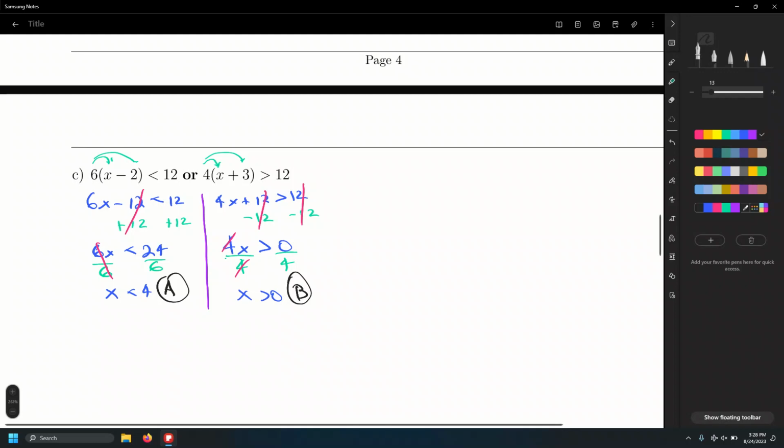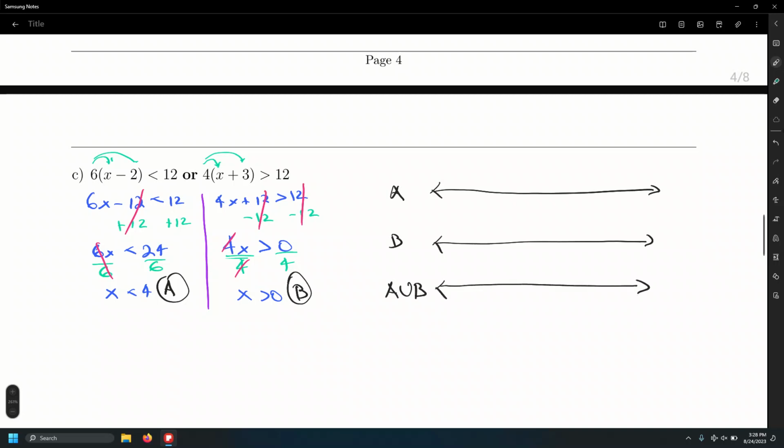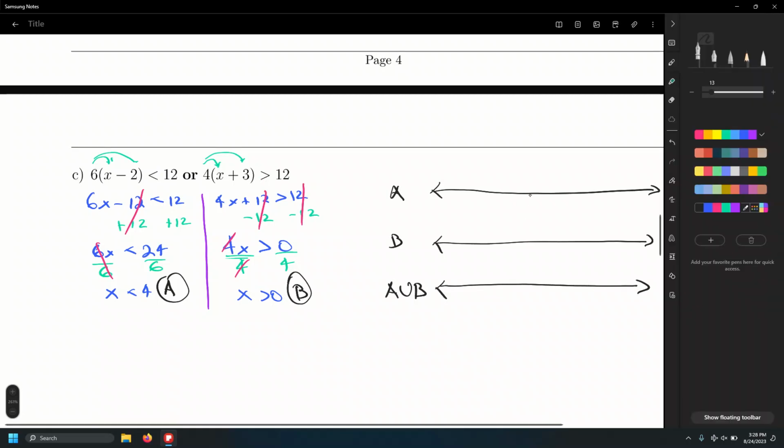Well, let's have a look at it. Let's put them all together: one number line for set A, one number line for set B, and one other number line for A union B, because again we're still working on inequalities involving OR. Okay, so let's go ahead and do this, with zero in the very middle as a reference.